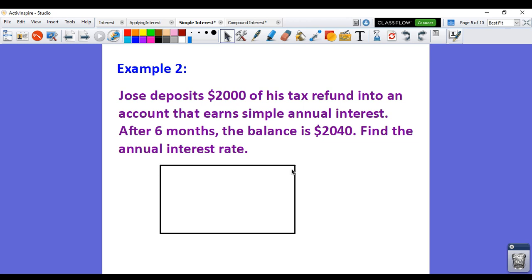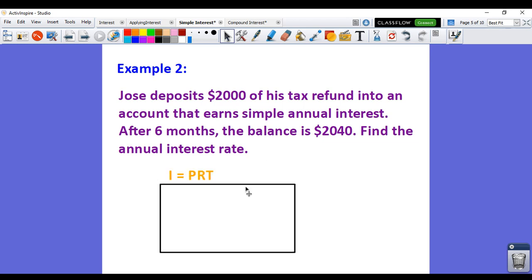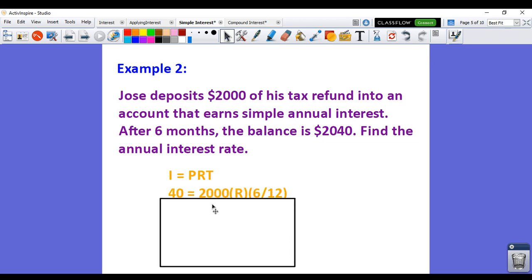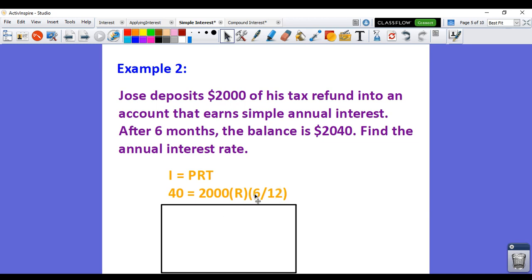For example number 2, Jose deposits $2,000 of his tax refund into an account that earns simple annual interest. After 6 months, the balance is $2,040. Find the annual interest rate. We have our formula, interest equals principal times rate times time. When we substitute, we have the principal. We actually have the interest amount as well if we do a little bit of calculation. We're looking for the rate, so R is going to stay as our variable. And our time is going to be 0.5, since it's out of years and 6 months is half of a year. Or you can leave it as a fraction.